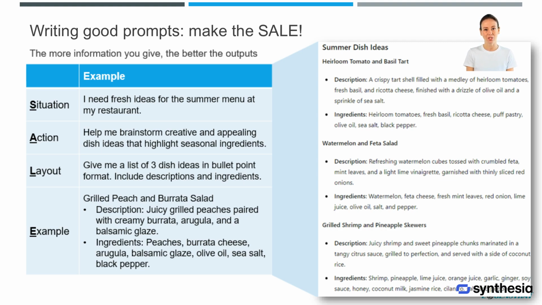A stands for action. State exactly what you want the AI to do. Be clear and concise. L stands for layout. If you want the output a certain way, specify that format. E stands for example. Showing an example or two of what you want can guide the AI better than just describing what you want. Keep in mind that the more information you give, the better the outputs.